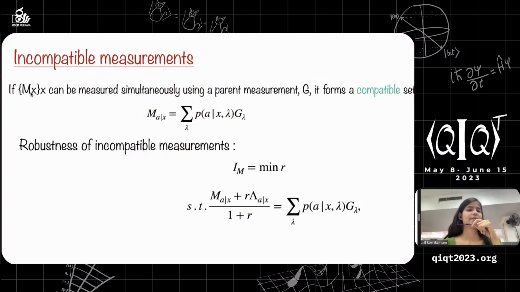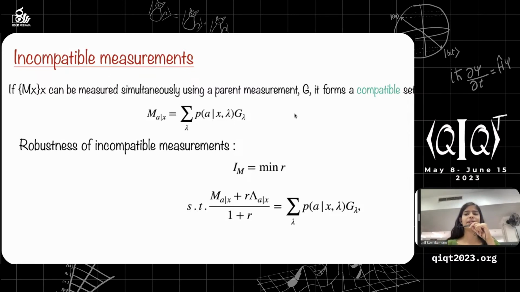If a set of measurements M_x can be measured simultaneously using a parent measurement G, then it is called a compatible set. Mathematically, the output of those measurements can be written in this form, in terms of a parent measurement G, where G_lambda are the outputs of this parent measurement. From this equation, you can see that if you have the measurement statistics of G and you know these probabilities, then using this relation you can find the measurement statistics of all the measurements M_x. That means you can do all the measurements M_x through this parent measurement G.